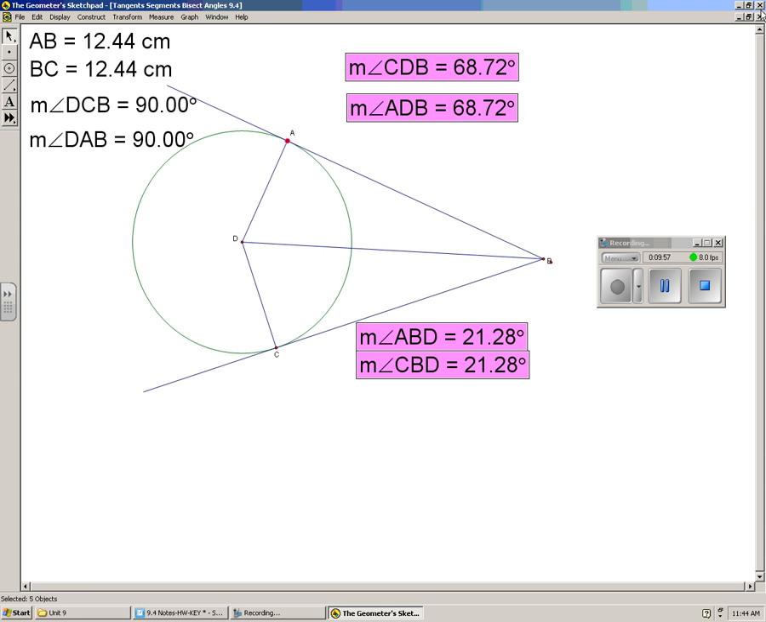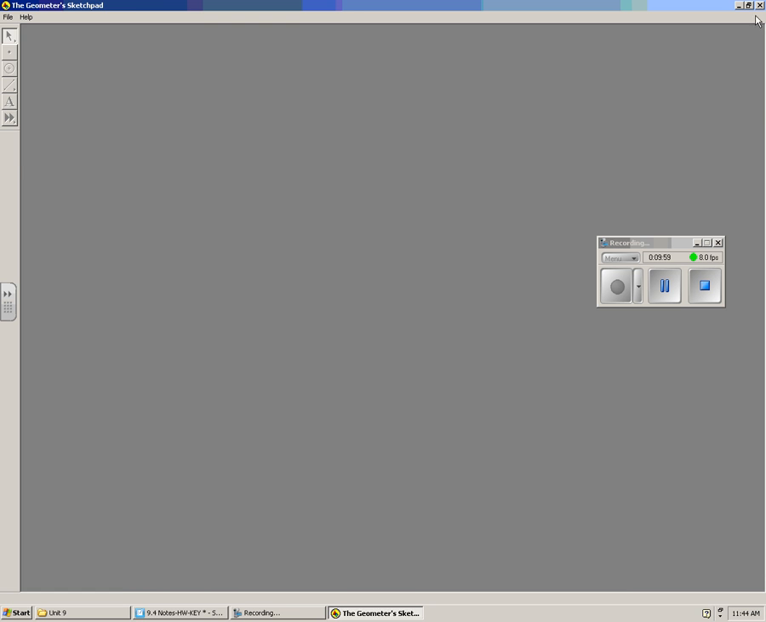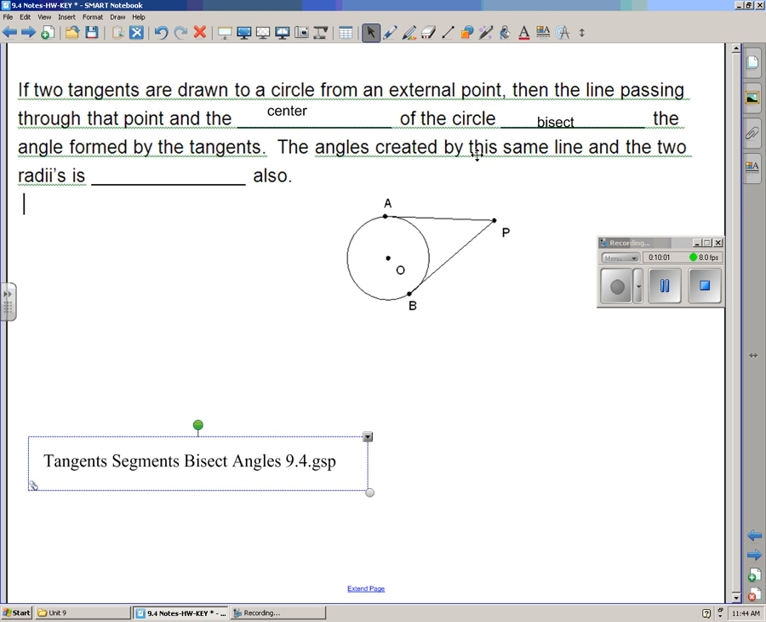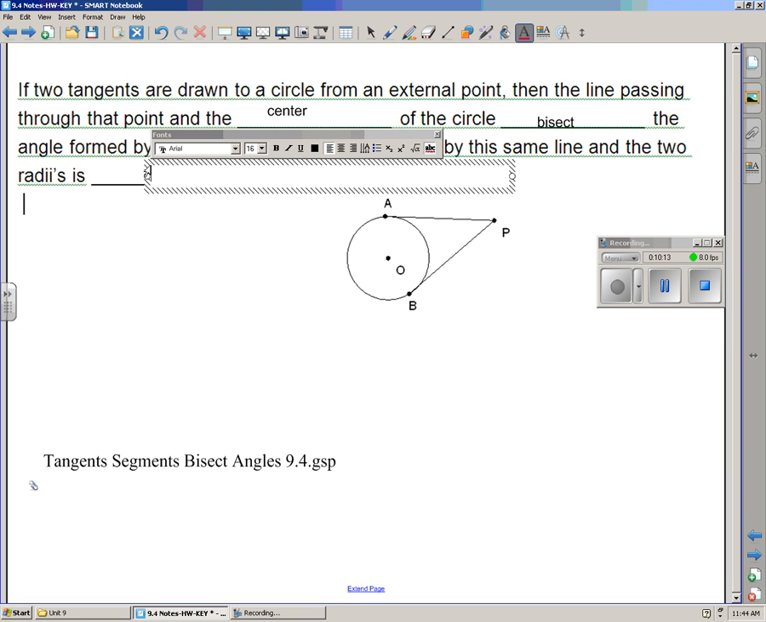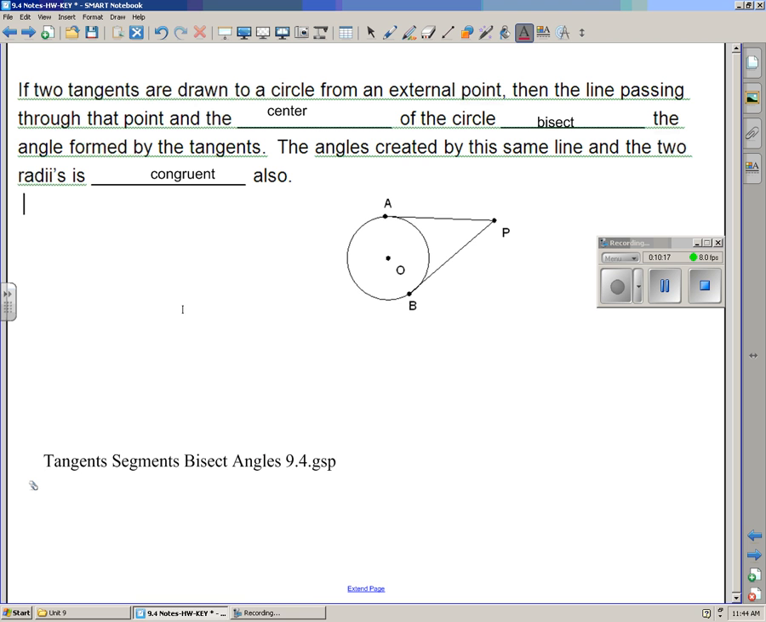Okay, let's go back here. So then the angles created by this line and the two radii is the angles formed. This is going to be congruent too. I got to fix some of the wordings here. This is going to be congruent. Is going to be congruent also. So let me just do some stuff over here.